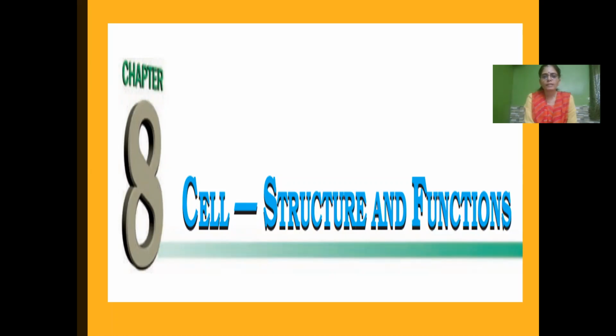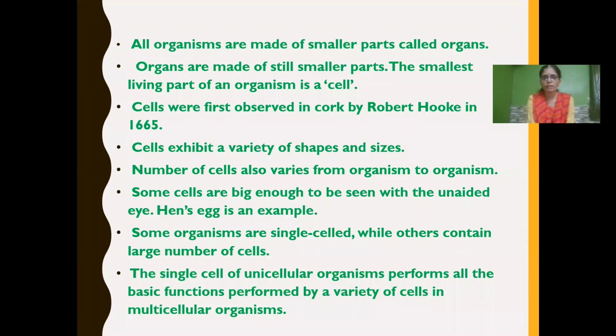Children, let's continue our chapter, cell structure and functions. Till now we have learnt that all organisms are made of smaller parts called organs. Organs are made of still smaller parts, and the smallest living part of an organism is called a cell. Cells were first observed by Robert Hooke in the cork bark of a tree in the year 1665.